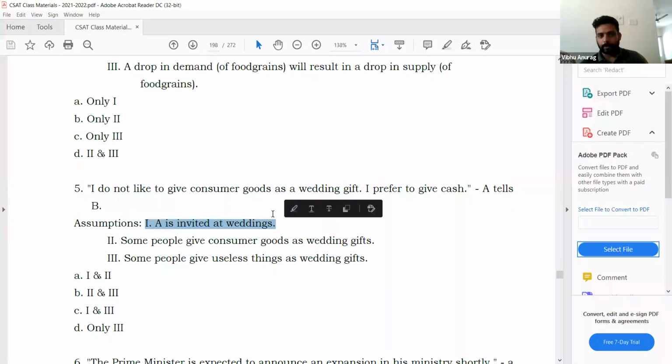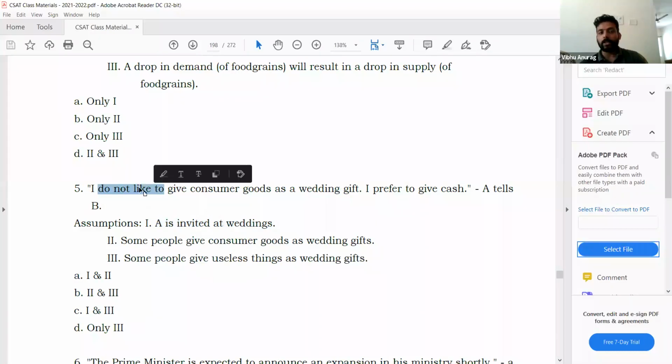Yes. Because he's talking about giving a wedding gift. In the present tense, that he is doing this. He is not saying, I would not give consumer goods, I would give cash. That is a hypothetical situation. In that case, he is not sure whether he is going. But he is not talking about any hypothetical situation. He's talking in the present tense. I do not like to give consumer goods. I prefer giving cash. So he's doing this. So he believes he's invited at weddings. So because of that, assumption 1 is valid.